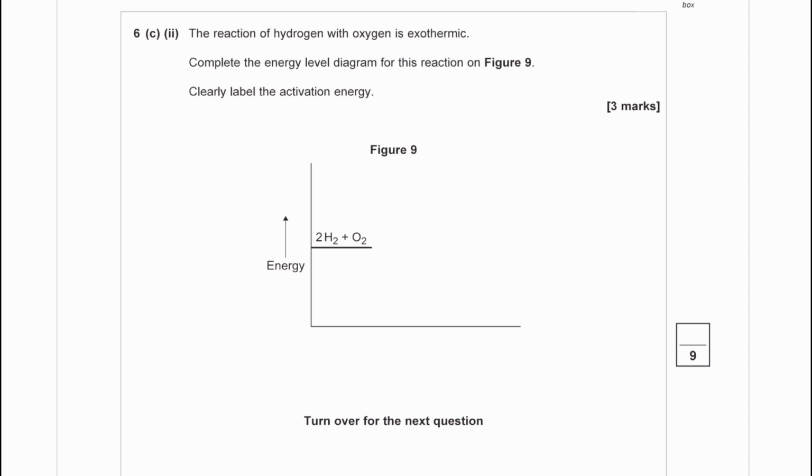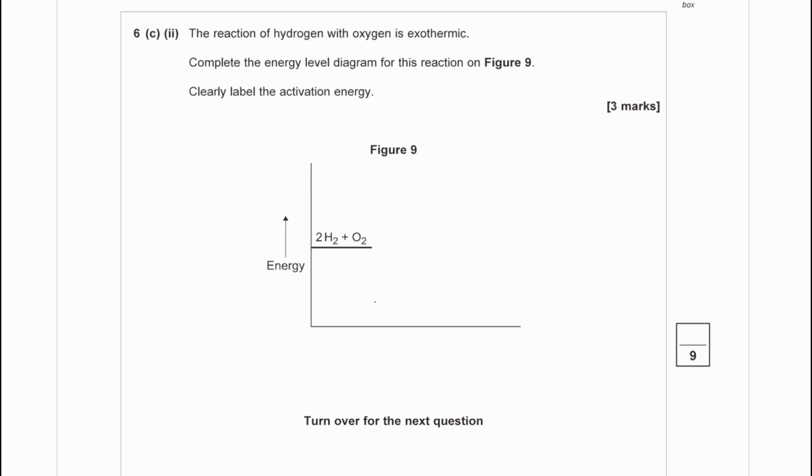So now we've got C part 2. The reaction of hydrogen with oxygen is exothermic. Complete the energy level diagram for this reaction on figure 9. Clearly label the activation energy. So if we're reacting to form water from oxygen, in a reaction that's exothermic, it means that energy has been released, which means that the products, or water, is going to be at a lower energy than the reactants, because energy has been given off.